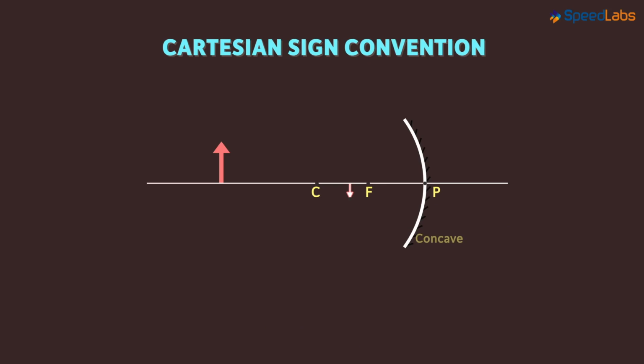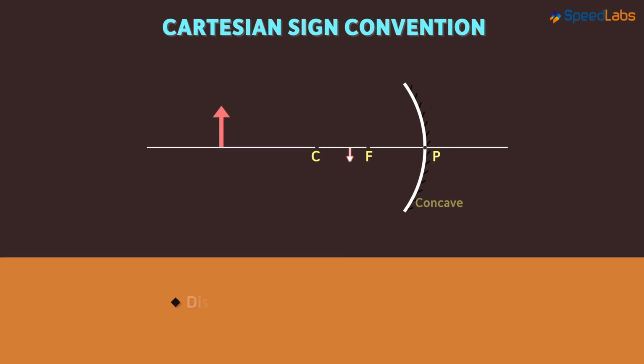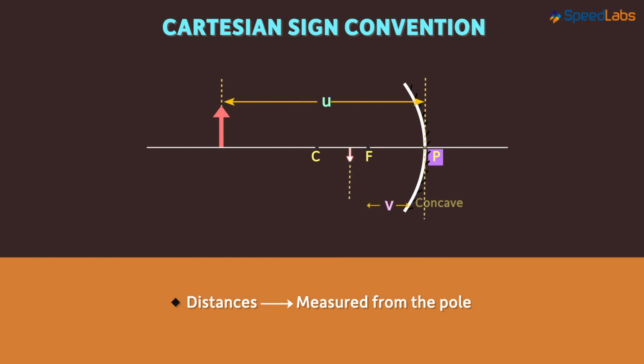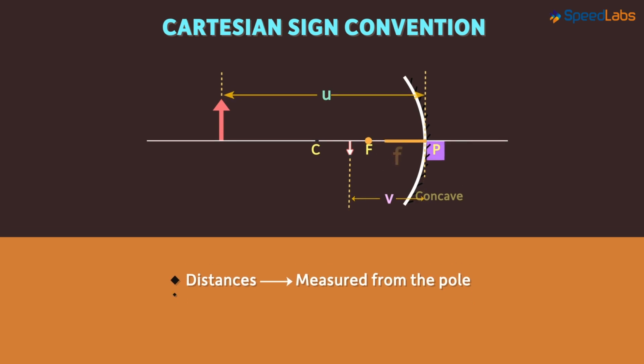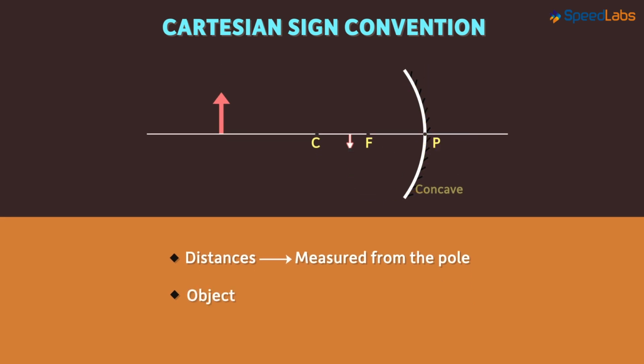And what are those rules? Firstly, all the distances parallel to the principal axis should be measured from the pole of the mirror. All the distances U, V and F are measured from the pole of the mirror and not from any other part of the mirror. And the segment that is used to measure the distance should always be parallel to the principal axis. The second rule is that the object is always placed on the left of the mirror.